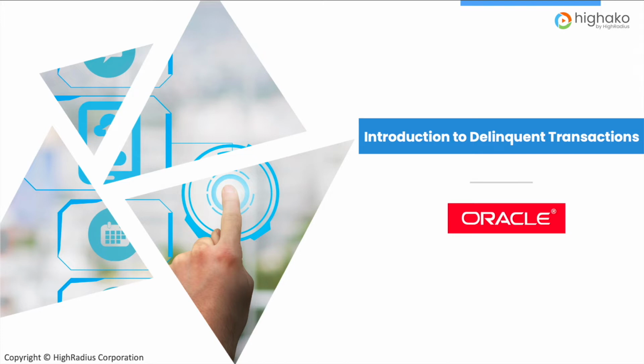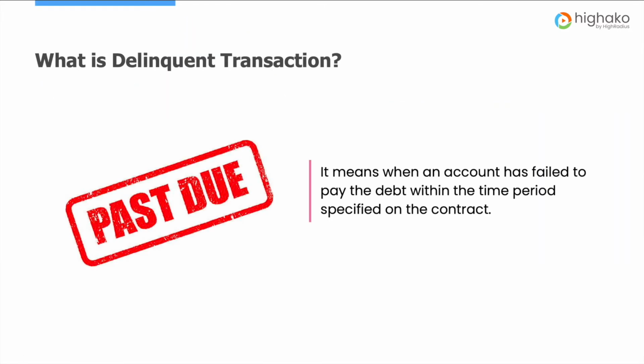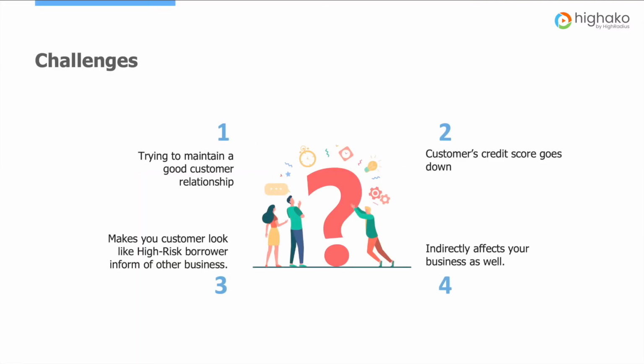But before we start with the course, let us first understand what a delinquent transaction is. Delinquent transaction simply means when an account has failed to pay the debt within the time period specified on the contract. To help you understand better, let us take an example. Suppose, in a contract, it is written that the debt must be settled by the 1st of January with a grace period of 15 days. This means even if the account doesn't pay back by the 1st of January, they will still have time to repay till the 16th of January. However, if they fail to pay by the 16th of January, the transaction will be considered delinquent. I hope this definition is clear.